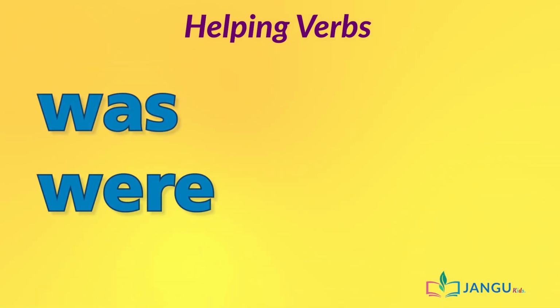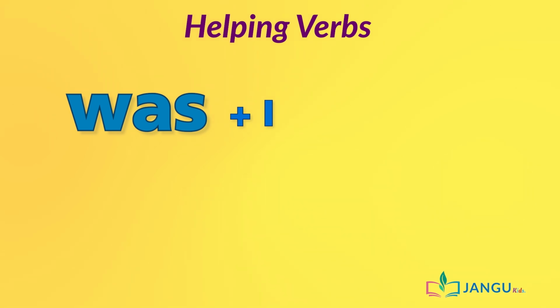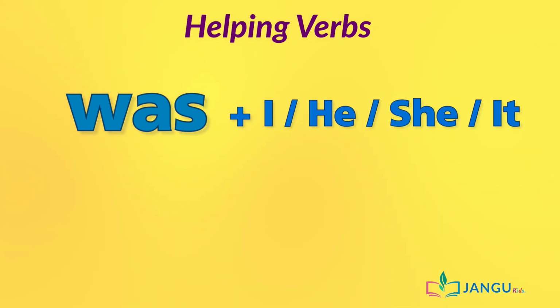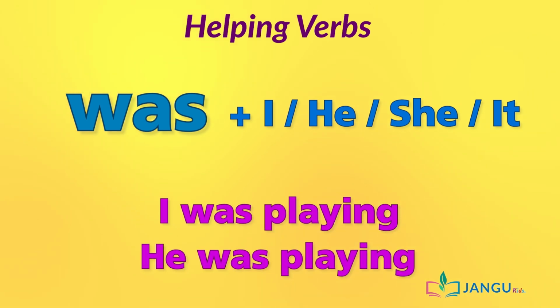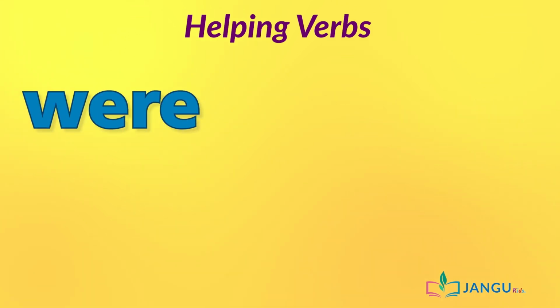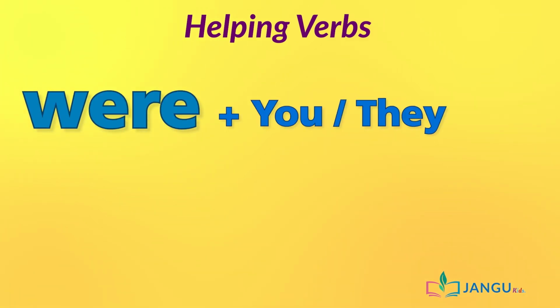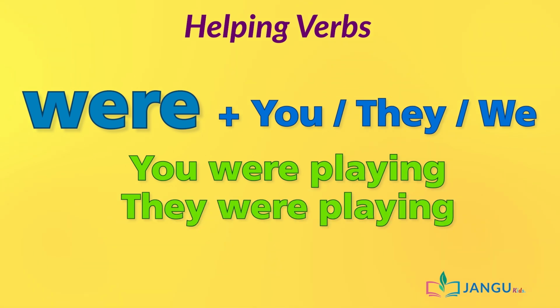Was and were are the past forms of be. Was is used with pronouns I, he, she, it. For example, I was playing, he was playing, etc. While were is used with you, they, and we. For example, you were playing, they were playing, and we were playing.